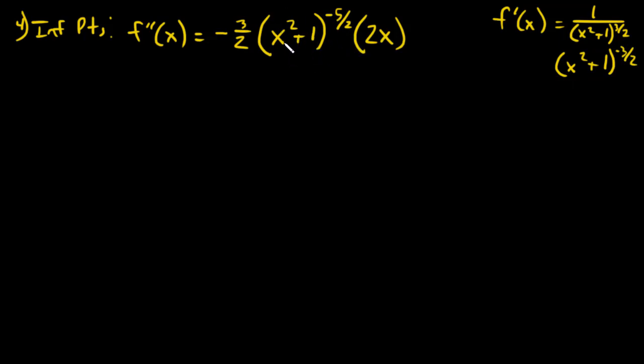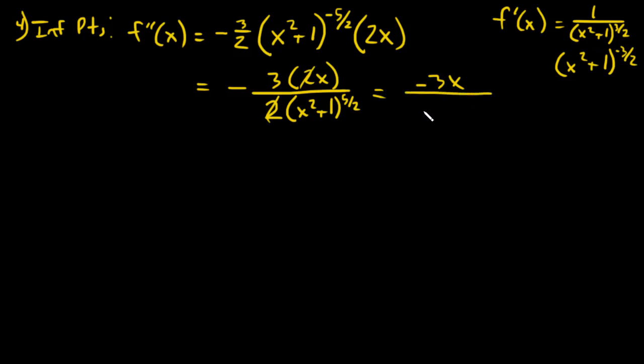Now this 2x multiplies with this value, but this whole term is in the denominator. In other words, if I wrote this the way it really looks, this is negative 3 over 2, and then the 2x is on the top, and the (x squared plus 1) to the 5/2 is in the bottom. So this 2 is going to cancel with this 2, and I'm going to be left with, I believe, negative 3x, I sure hope that's right, over (x squared plus 1) to the 5/2 power in the bottom. That is my f double prime of x. Okay, this right here. Box it in.